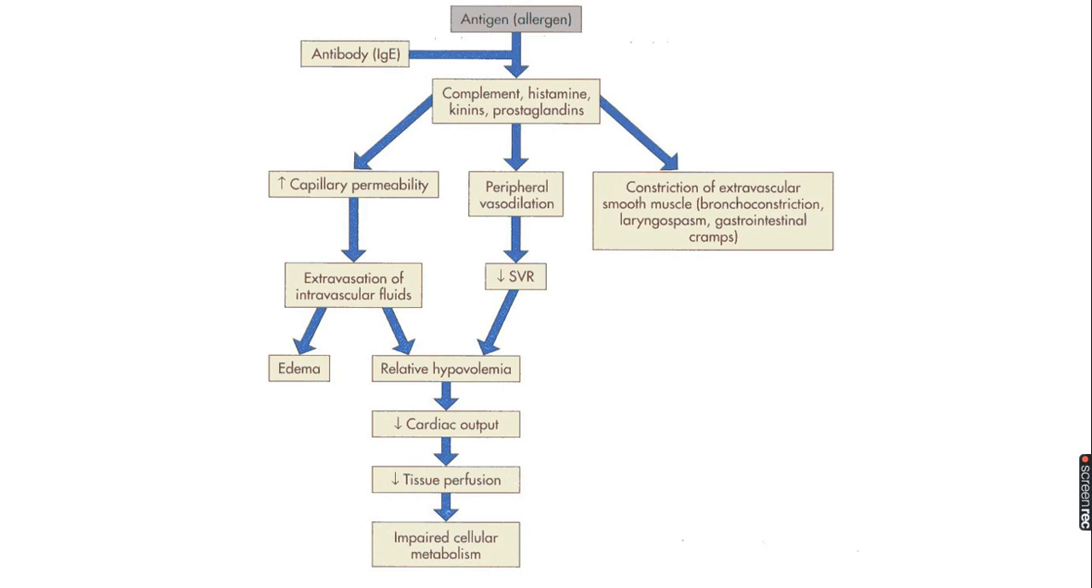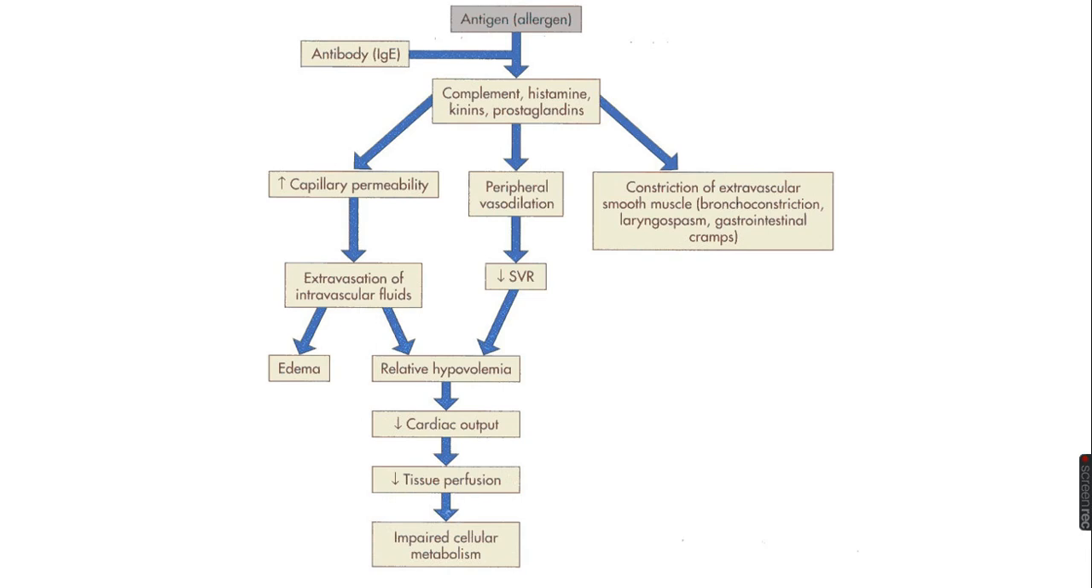So here we have the antigen or the allergen, which is introduced into an organism and results in an immune response characterized by involvement of immunoglobulin E, thereby having complement, histamine, kinin, and prostaglandin release. They all elicit a profound anaphylactic-like reaction in the body. So we have an increase in capillary permeability, an increase in peripheral vasodilatation, and constriction of extravascular smooth muscle, such as bronchoconstriction, laryngospasms, and gastrointestinal cramps. It's for this reason that complement 3A and complement 3B are known as anaphylatoxins.